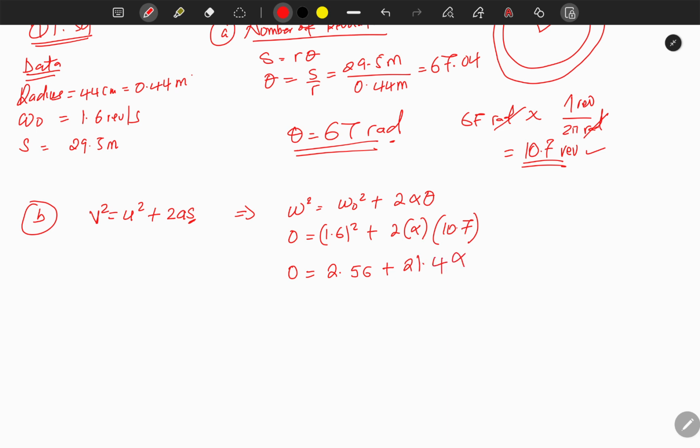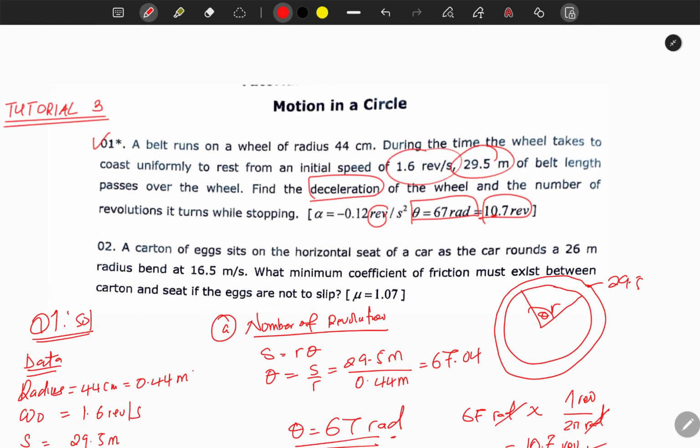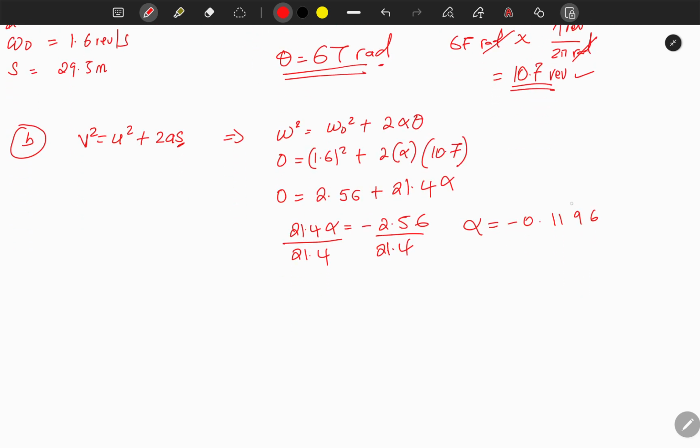21.4 angular acceleration. So this will be 21.4 angular acceleration is equal to negative 25.6 divided by that. Dividing by that, we end up having the angular acceleration. And because remember it's deceleration, so it is going to decrease, negative 0.1196 and so forth, of which what we have here is actually 0.12. You can clearly see that we can round it off to give us negative 0.12 revolutions per second squared. That is the answer. So question 1 done.